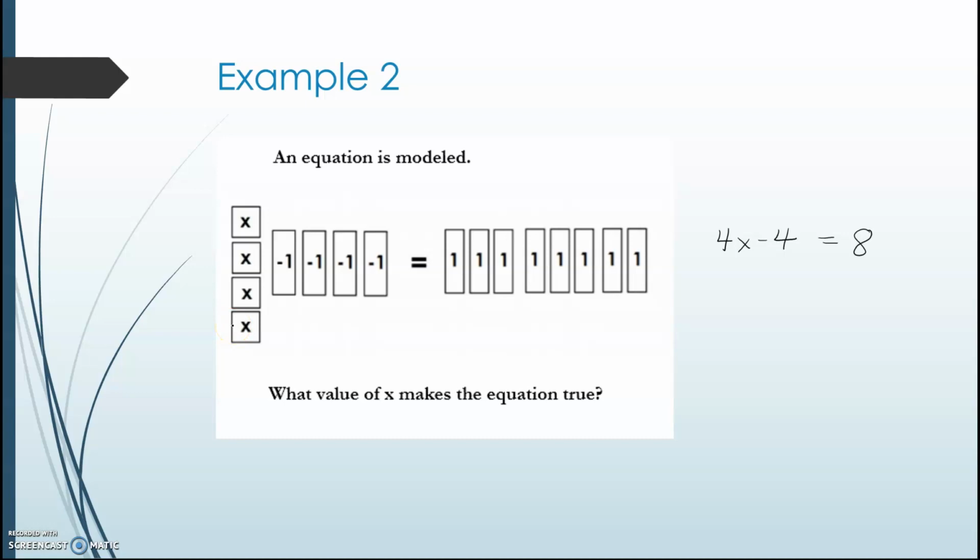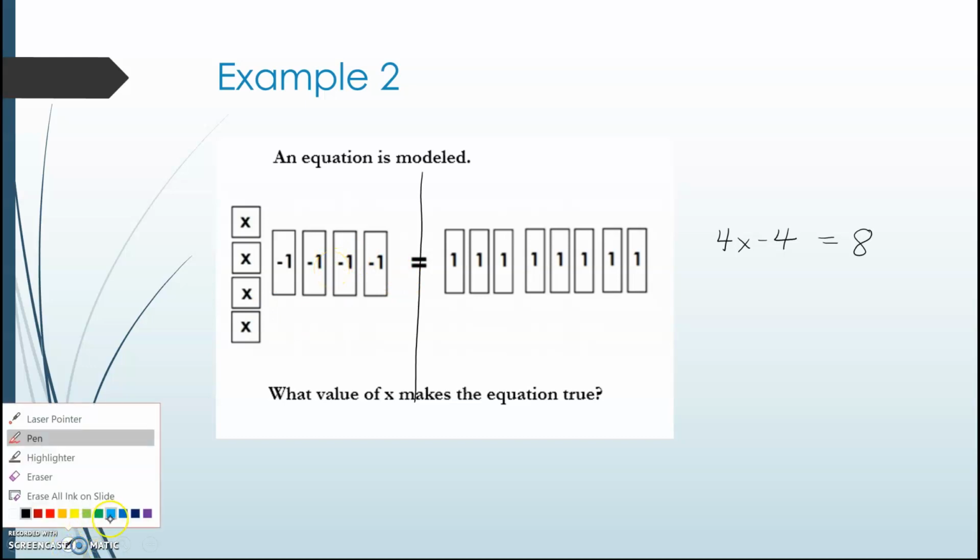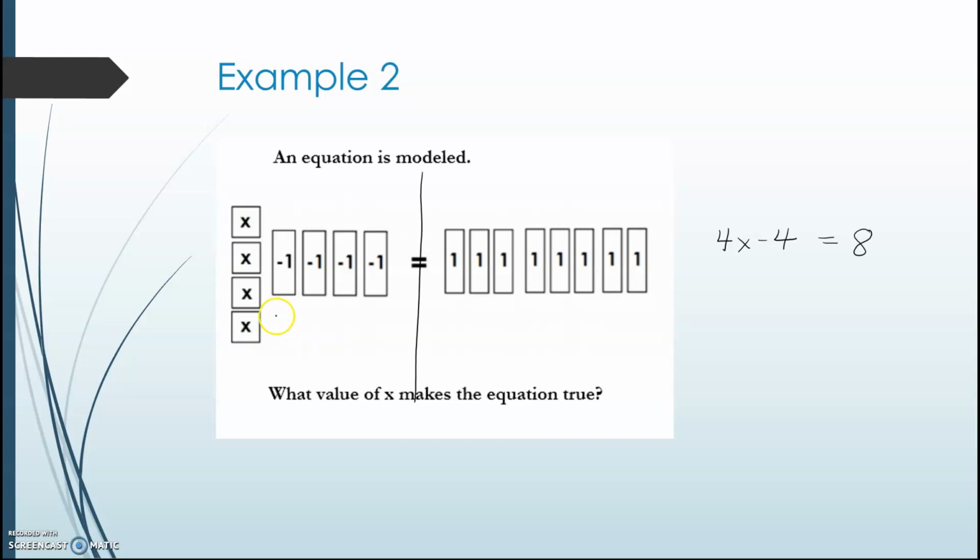To do that, I need to get rid of whatever else is on this side of the equal sign. So this time, they're negative. What's the opposite of a negative? What would give me a 0 pair with a negative 1? Well, that would be a positive 1, right? So I'm canceling out a negative 1 with a positive 1. Canceling a negative with a positive. These are all 0 pairs.